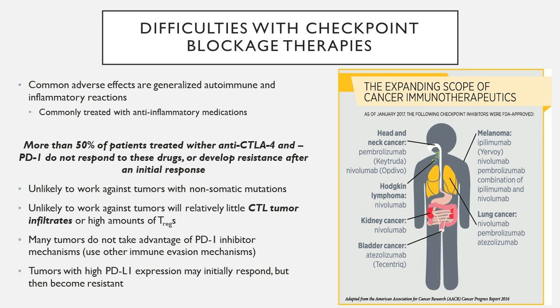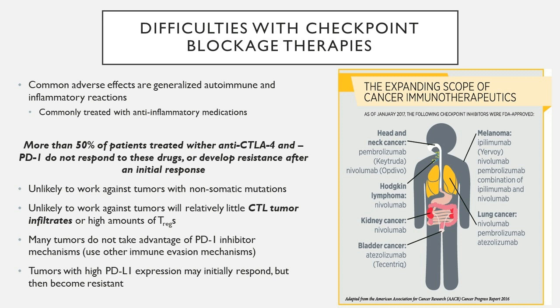This also goes the same with patients that have high amounts of regulatory T cells. That simply means that our anti-CTLA4 or PD-1 strategies are going to have less of an effect in those patients than ones with smaller amounts of regulatory T cells. Furthermore, there are many tumors that don't take advantage of the PD-1 inhibitory mechanisms and use other immune evasion mechanisms. So in these cases, if tumors aren't inhibiting our CD8 plus cells, then it doesn't matter if we block their inhibitory mechanisms because that's going to have little to no effect.